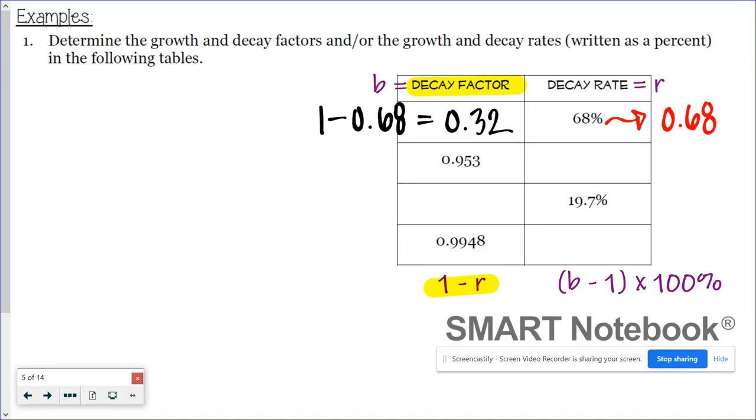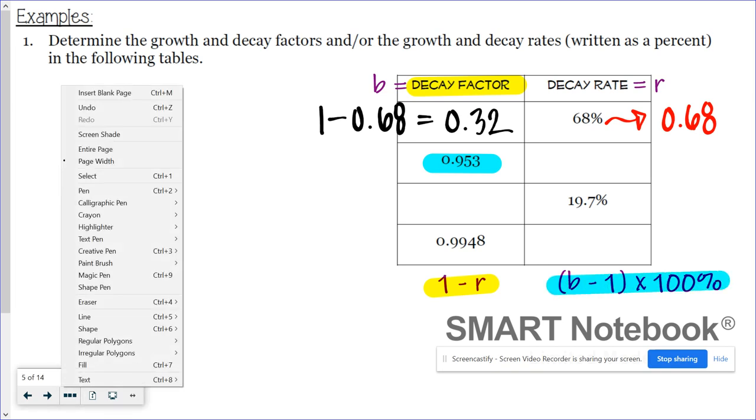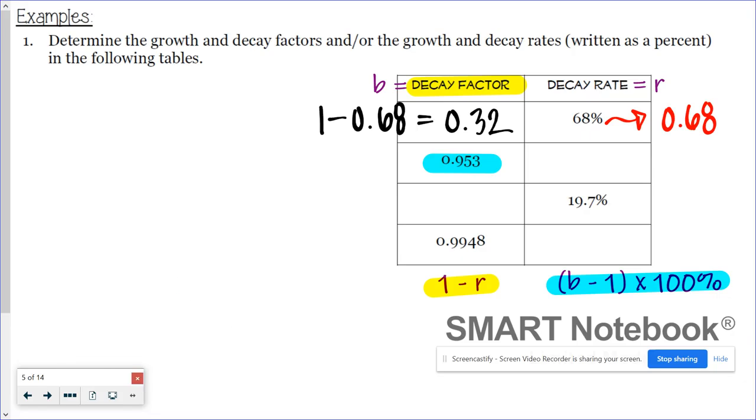Now to go backwards, I have a decay factor of 0.953. To find the corresponding decay rate, I need to go base minus 1 times 100%, keeping in mind this will result in a negative number. I'll just ignore it. So if I go base minus 1 times 100%, I'm going to get a negative value. I'm ignoring that because my percentage should be a positive number. So we're looking at 4.7%, but I'm ignoring the negative when I write my answer down. Why don't you try the remaining two? Pause, and then check back in.